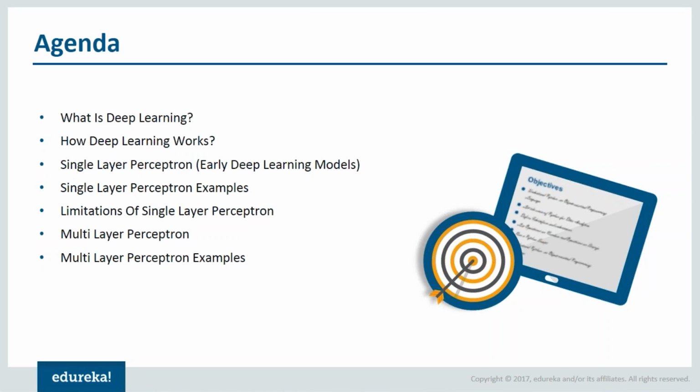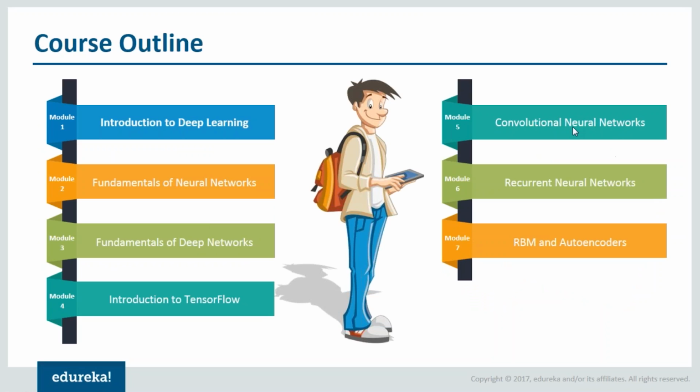So let us move forward and see how the course is structured. What are the various modules? So this is how our course looks like. We'll start with the introduction to deep learning. That is how deep learning evolved. What were the algorithms that were present before deep learning? Then we'll understand the fundamentals of neural networks.